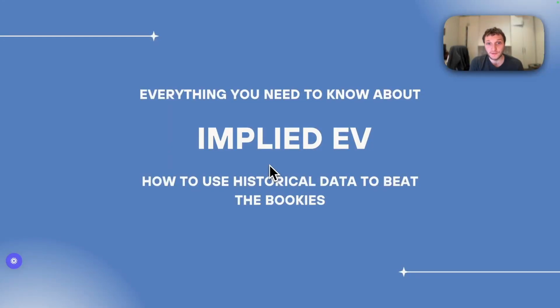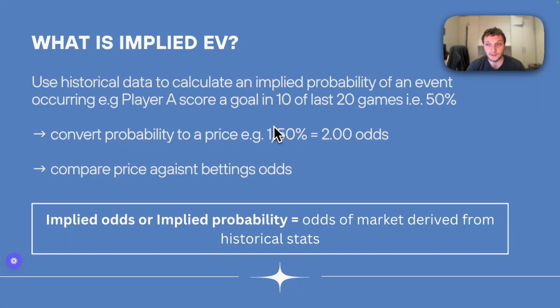Hey everyone, so in this video we're going to cover everything you need to know about how to beat the bookies using historical data and Betsniper's Implied EV tool. Let's jump into it. So Implied EV refers to the concept of using historical data to calculate an implied probability of an event occurring. We can then convert this percentage to odds and compare this to the actual odds of the market. This is a bottoms-up approach to value betting where we are trying to quickly determine a fair price of a bet using historical data as the basis.